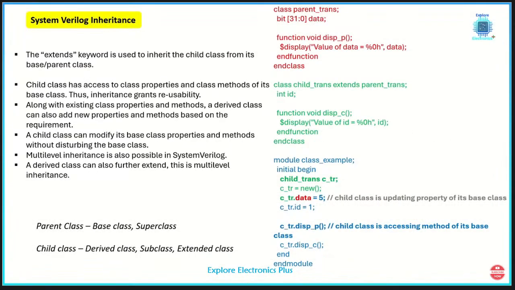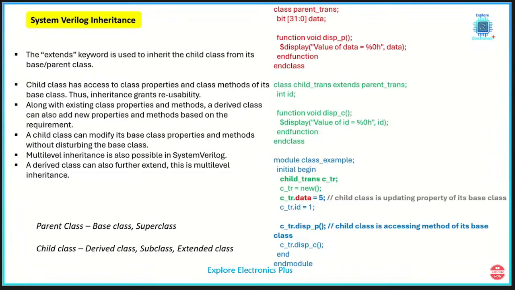Then comes the SystemVerilog inheritance. We are supposed to use the keyword extends. By the name itself, we can see there is a parent, and when we are creating the child class, all the properties and methods of the parent will be inherited by the child. That is the meaning of inheritance. Suppose a parent class has variables A, B, C, the child class will get access to A, B, C easily. That is what inheritance is.